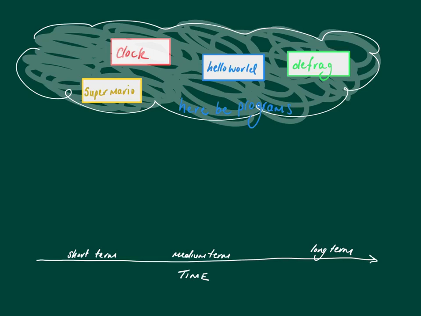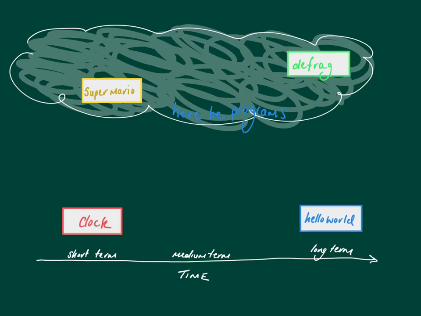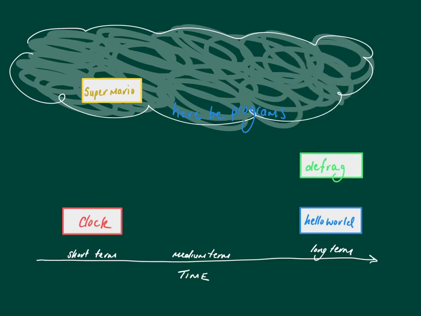We've got short-term, medium-term, and long-term processes, and this depends on whether the program is essential to the system, like a clock, for example, that's running all the time, or more long-term like Hello World or Defrag or Super Mario. These programs in the long term are stored on disk, and when they are required, they are moved into main memory.